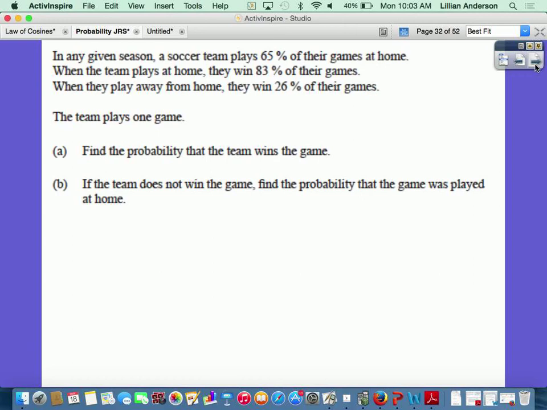Say again? If they play at home or not. So our first branch is going to be if they play home and if they play away. What's the probability that they play home? 65%. 0.65, 65 out of 100, 65%. So if they play home 65% of the time, that means they play away 35% of the time. So there's the first branch of our tree diagram.